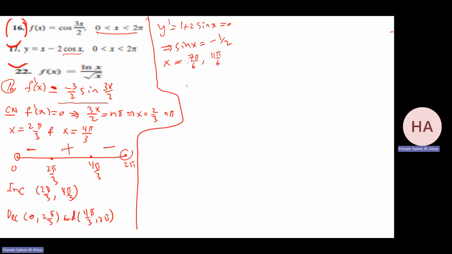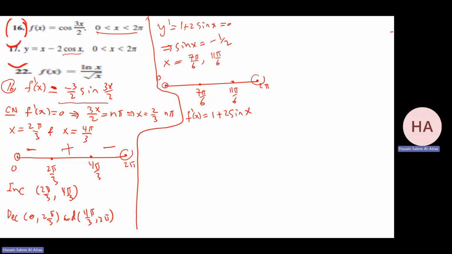Okay. Now, this is 0, open. This is 2 pi, open. And I have 7 pi over 6 and 11 pi over 6. Okay. Take a value between 0 and 7 pi over 6. I will take pi, for example. This is my function. F prime is what? Let me write it here. It's 1 plus 2 sine x.